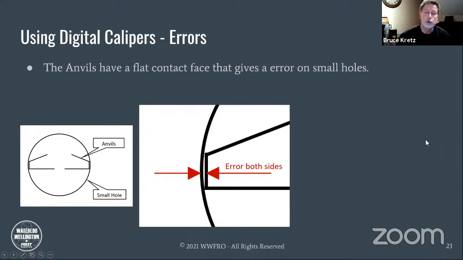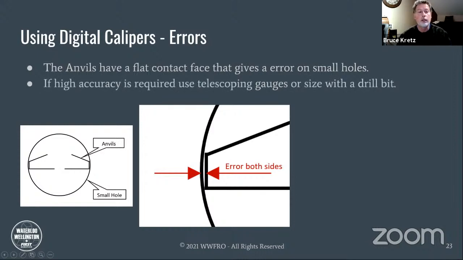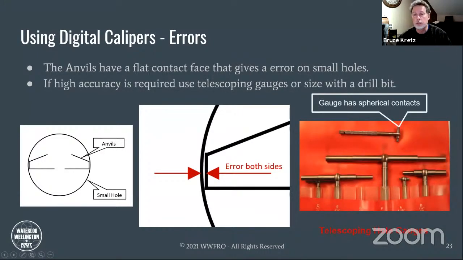So if you're looking for a reasonably accurate measurement, it's okay to use them on inside holes like that. If you need an accurate measurement though, you need to use a different tool. You use telescoping gauges, or you can size it with a drill. Telescoping gauges have spherical surfaces on spring-loaded plungers that you can put into a hole. Then you lock the size, and then you measure the size of the gauge with your calipers.